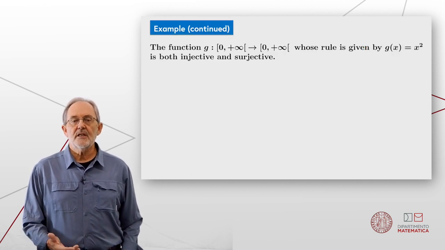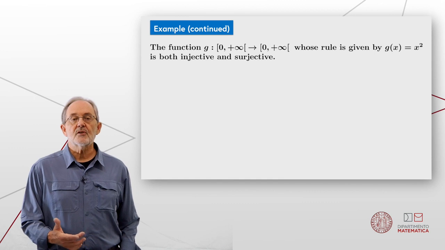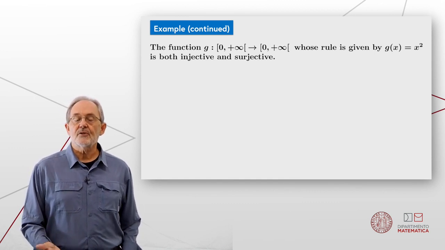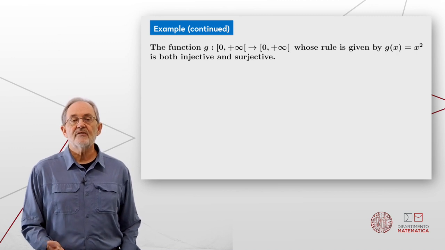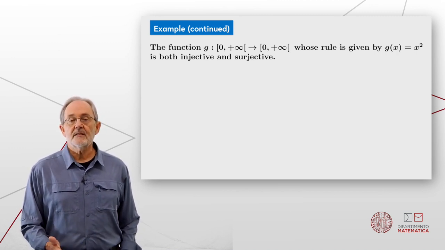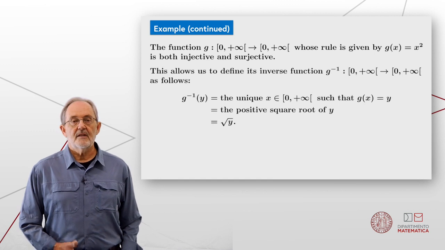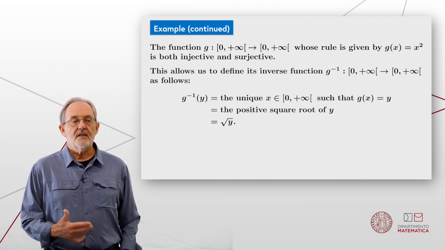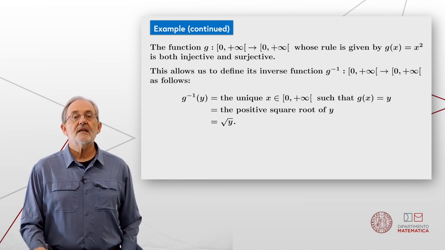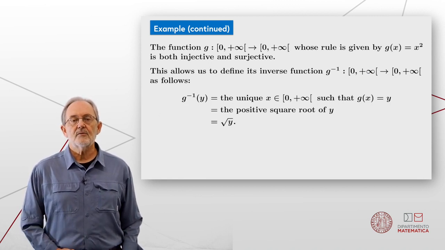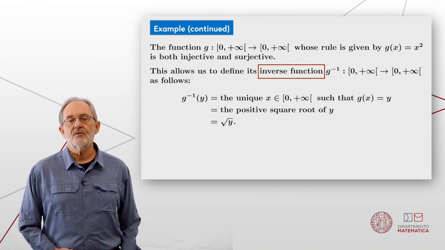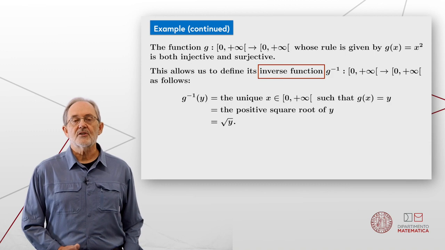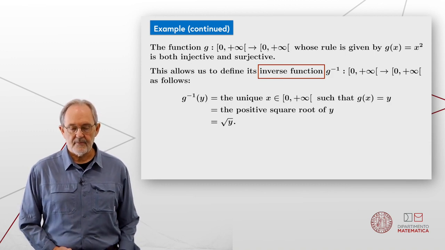We had the function g mapping the closed interval 0 infinity to itself, and its rule is x squared, and we had observed that this function is both injective and surjective. So it admits an inverse function. This will be a function that maps 0 infinity to itself, and g inverse of y will be the unique x such that g of x equals y. Well, that will be the positive square root of y. And this function then is the inverse function to the original g.